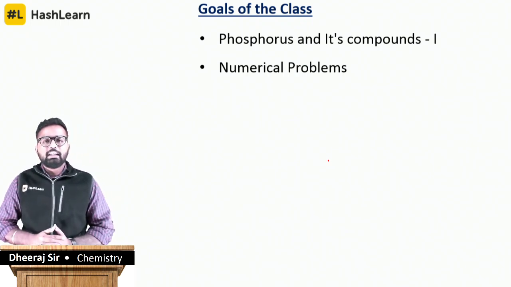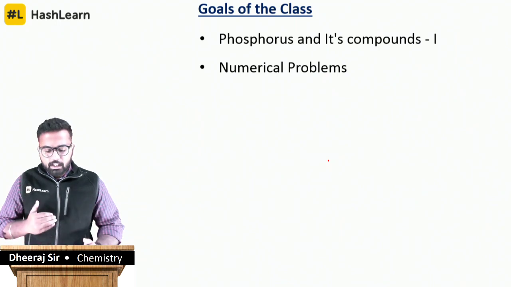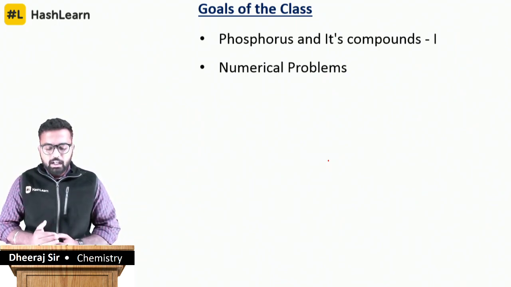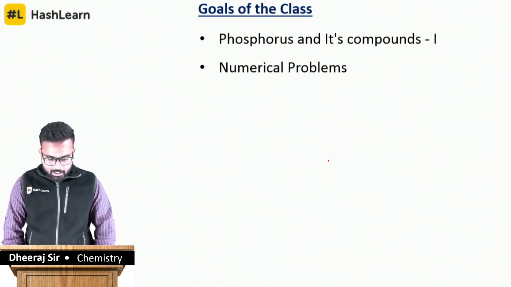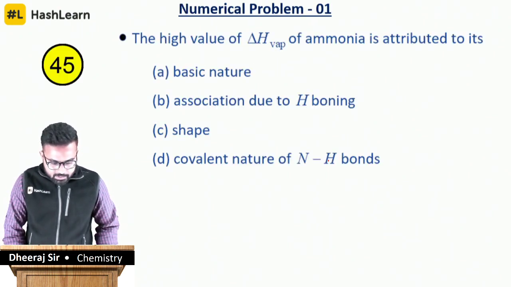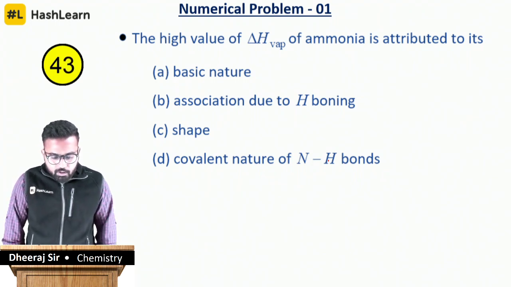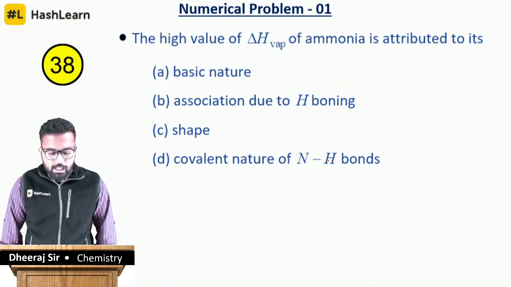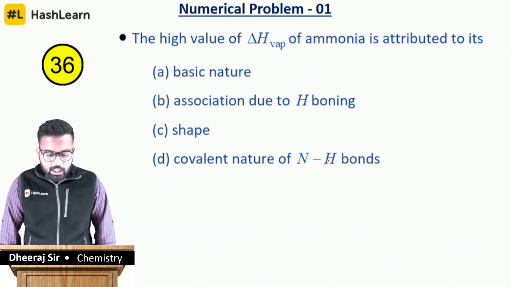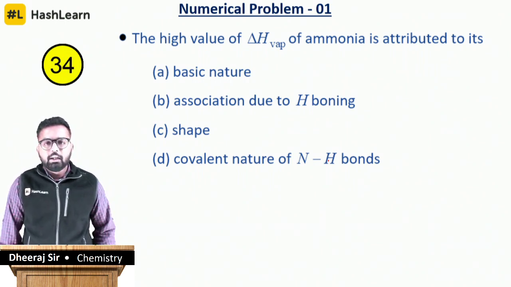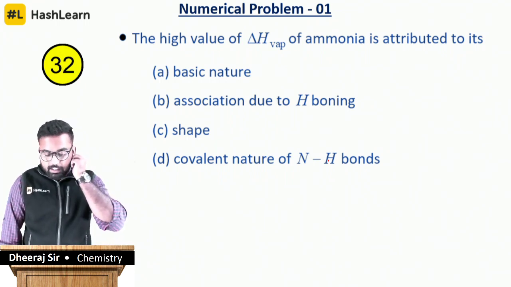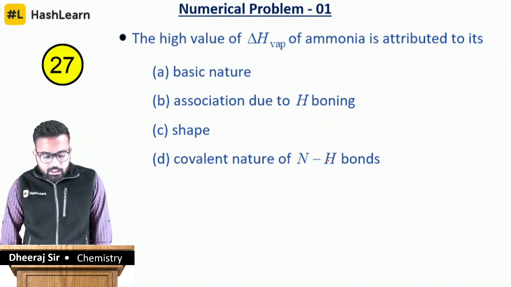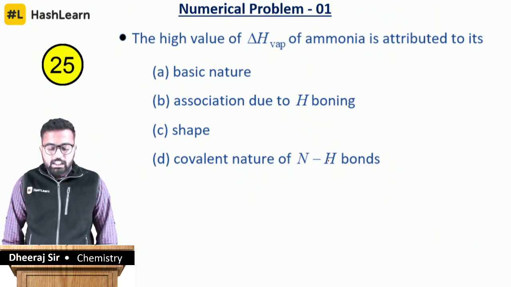The next slide that you would be seeing is the first question for the day. You guys know the drill. I'll give you the background information and the theory once we look at the question. Go for it, guys. The value of delta H VAP, that stands for enthalpy of vaporization, of ammonia is attributed to it. We are telling you, as a matter of fact, that the enthalpy of vaporization for ammonia is high, and we are asking you what is the reason for it to be high.